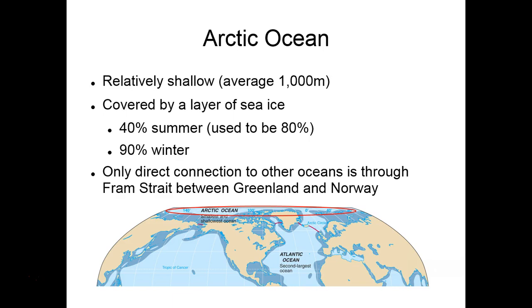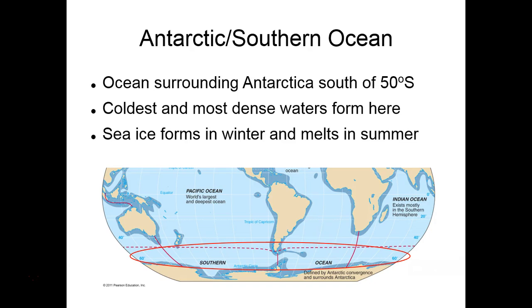And traditionally, the only direct connection to the other oceans was to the Atlantic Ocean through the Fram Strait, which is between Greenland and Norway. So here's Greenland and Norway over here. So this area right here used to be the only direct passage, but now we have direct passage, at least in the summertime, right through here, and also right through here. So we'll see how that changes our oceans as the Arctic Ocean becomes more connected to the other ones. And then finally, we have the Antarctic or the Southern Ocean.